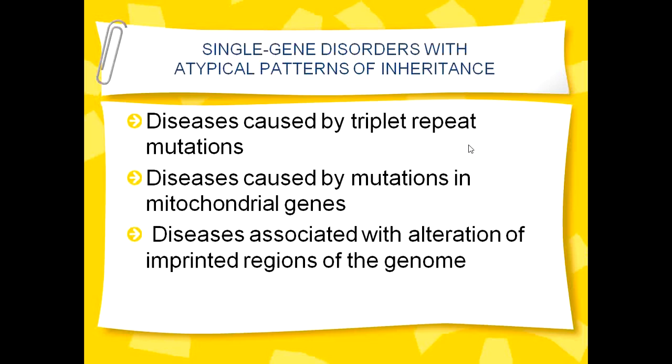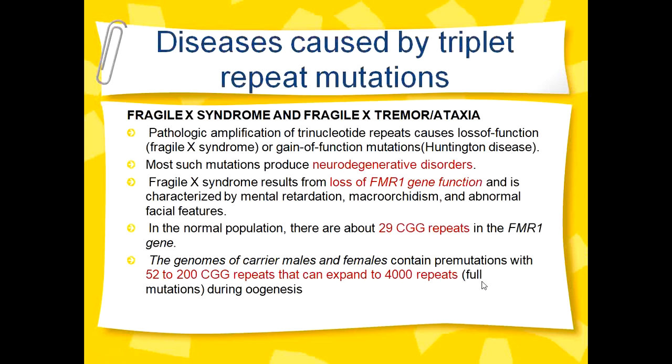Single gene disorders with atypical patterns of inheritance. They can be caused by trinucleotide repeat mutation, by mutation in mitochondrial genes, and alteration in imprinted regions of the genome. They do not follow the Mendelian pattern of inheritance. Disease caused by trinucleotide repeat mutation: pathological amplification of trinucleotide repeats causes loss of function like in Fragile X syndrome or gain of function mutation like in Huntington's disease. Most of the mutations produce neurodegenerative disorders.